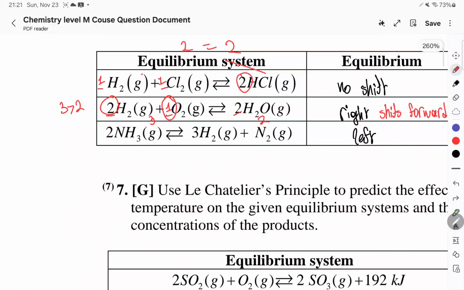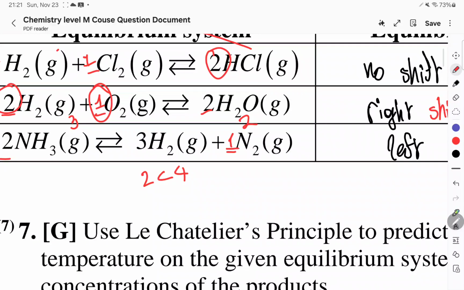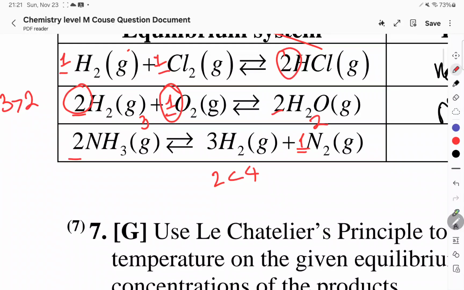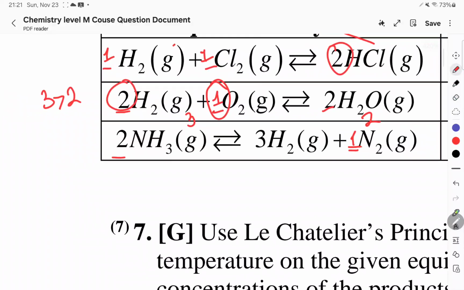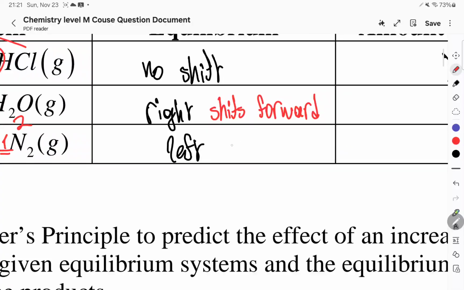Now, 2NH3, okay, there's again all gas here. There are 2 gaseous moles here, and there are 4 gaseous moles here. So again, 4 is greater than 2. We have a different case here. This time the reactants have fewer gaseous moles than the products, and in this case the equilibrium shifts to the left, so it goes from right to left, or it shifts backwards.